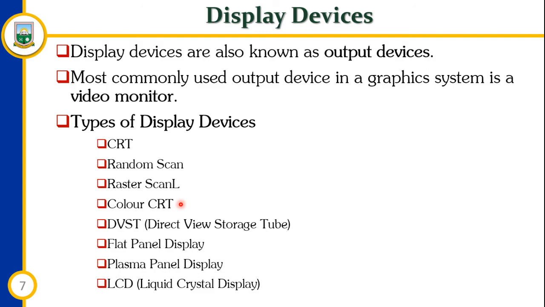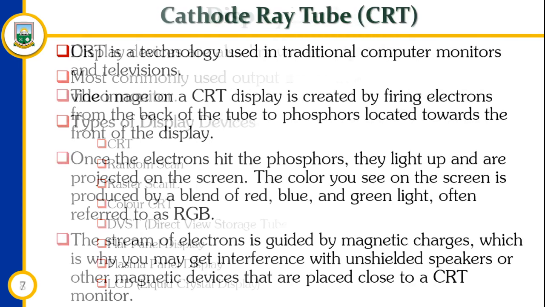Now, apart from that, we also have the direct view storage tube, that is the DVST. Then along the line, we moved on to the flat panel displays that some of us have in our homes. We also have the plasma panel display and the LCD, which is the liquid crystal display. Now we're going to talk about each one of them so you get to know of its properties and some of the advantages and disadvantages in the display devices that you see in here.